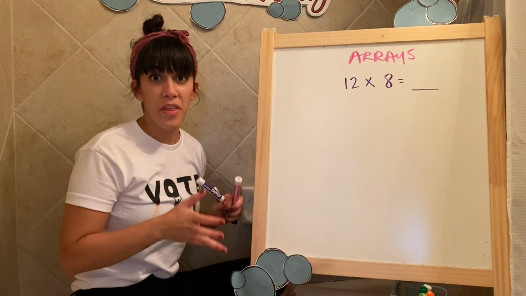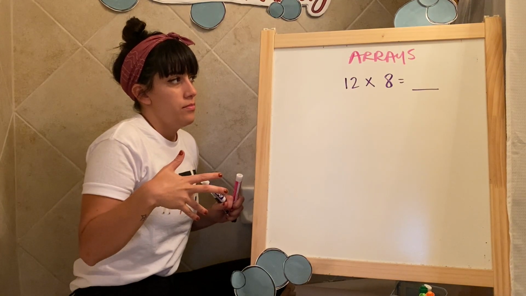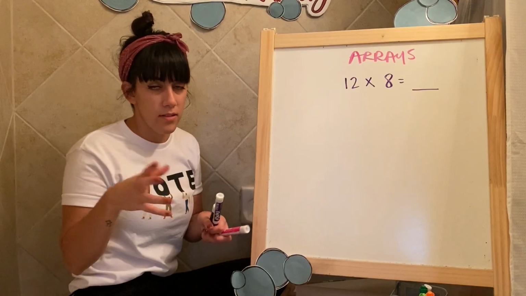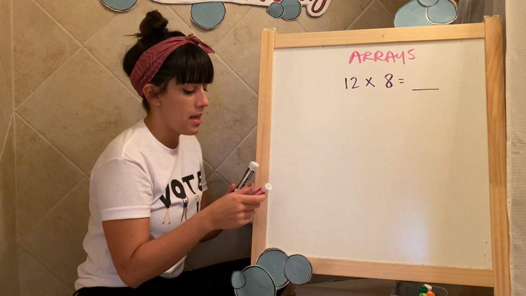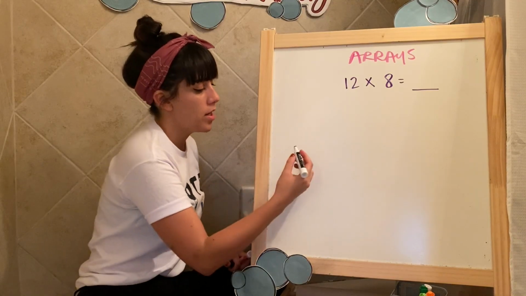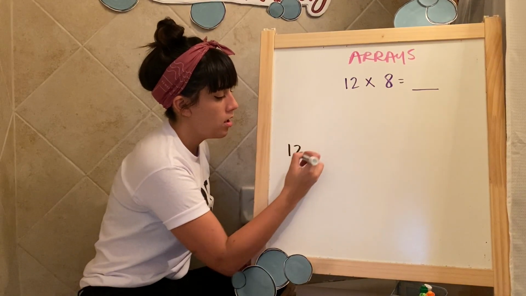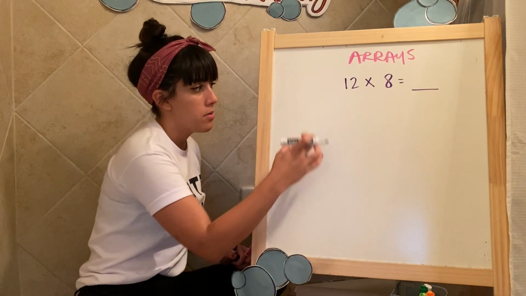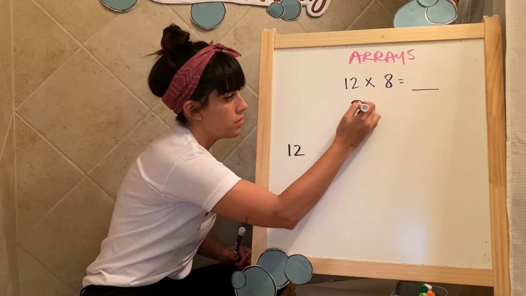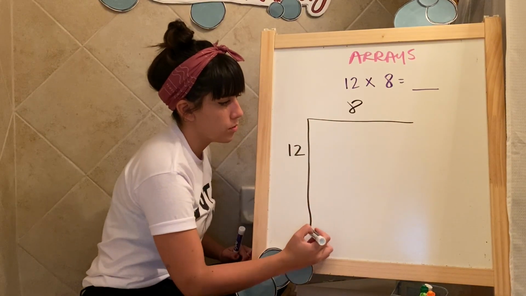Okay, I'm going to start with arrays. They just take a while. But if this is a strategy that works for you, that's okay too. I have 12 times 8. So I'm going to put one number, doesn't matter which way you do it, but I would put one number that is going to be vertical, and then one number that's going to be horizontal. So if I'm going to make an array, you would kind of make a box or a chart.